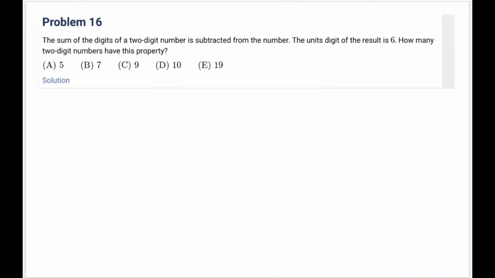Problem number 16. The sum of the digits of a 2-digit number is subtracted from the number. The units digit of the result is 6. How many 2-digit numbers have this property? Okay, so we have a 2-digit number.